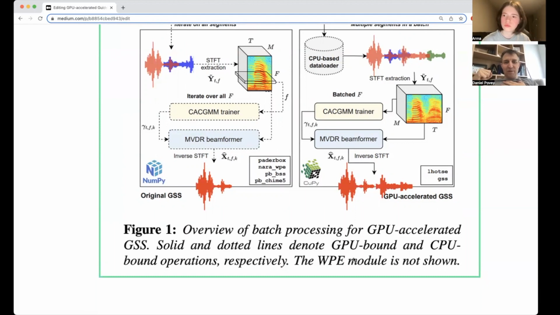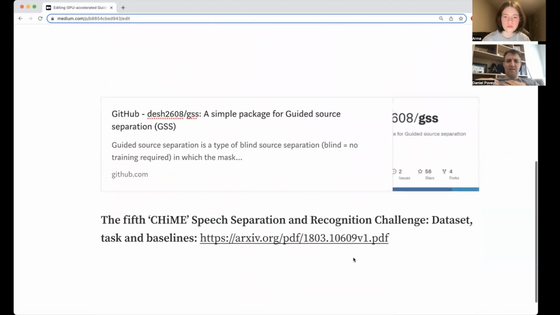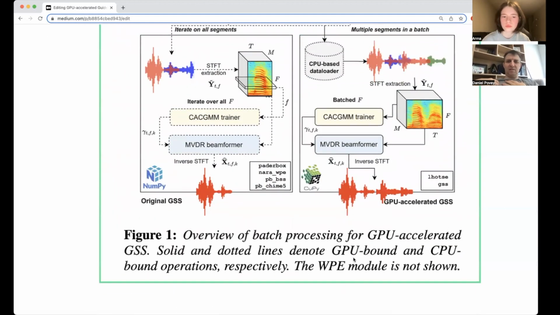So I think what this paper may be about is a re-implementation of this on the GPU. Probably it uses PyTorch or something like that. WPE is something related to MVDR. It's some popular algorithm for finding the steering vector or something like that. Yeah, let's go down. Multi-channel mix.